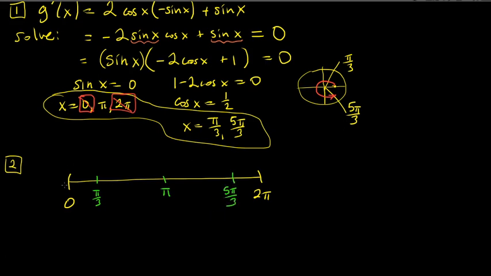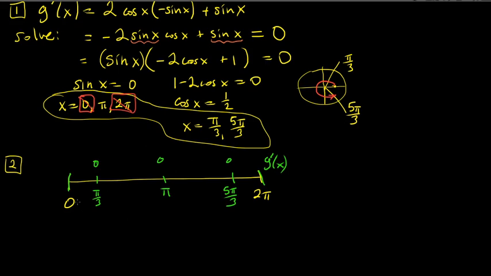Right. So if you want to include 0 and 2 pi as your critical numbers, that's fine, but you're not going to plug in anything to the right of 2 pi or to the left of 0. For our purposes, there's nothing there. So, yep, 3 critical numbers: pi over 3, pi, and 5 pi over 3. That's where the derivative will be 0. This is the derivative of g, so we just have to plug in numbers on each of these intervals.